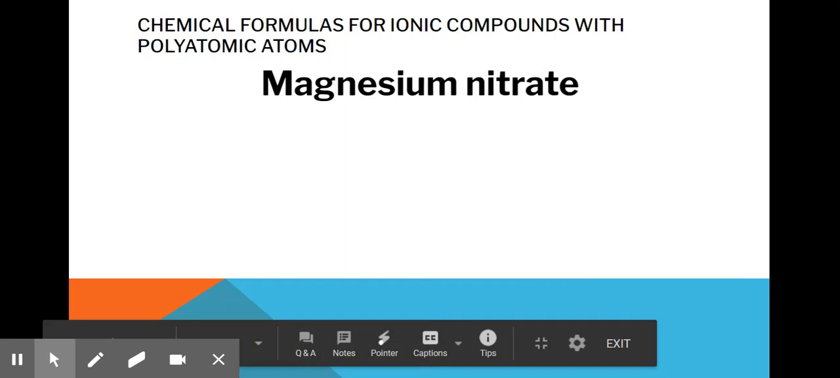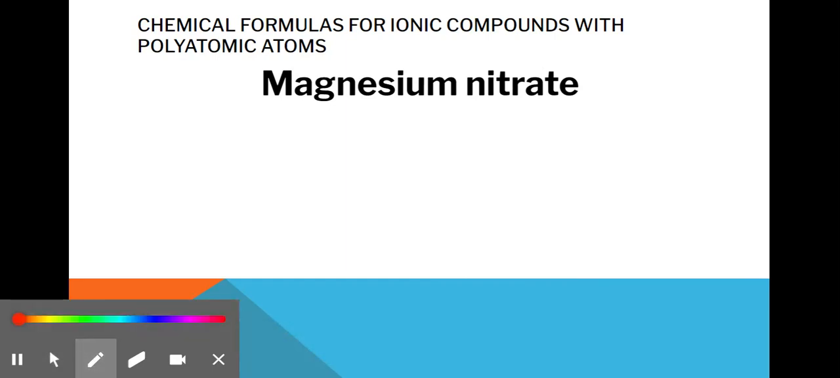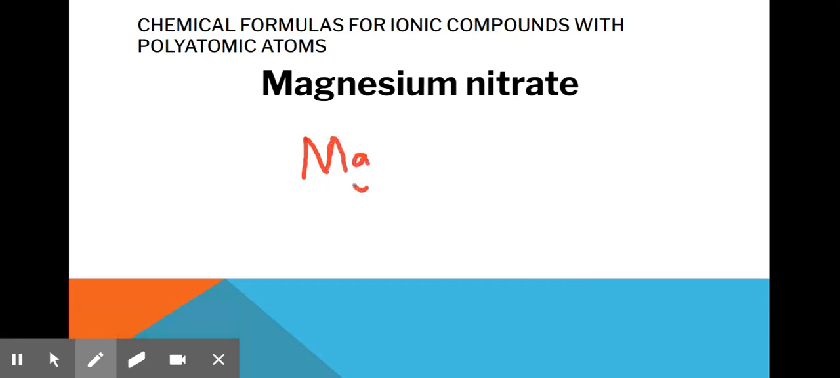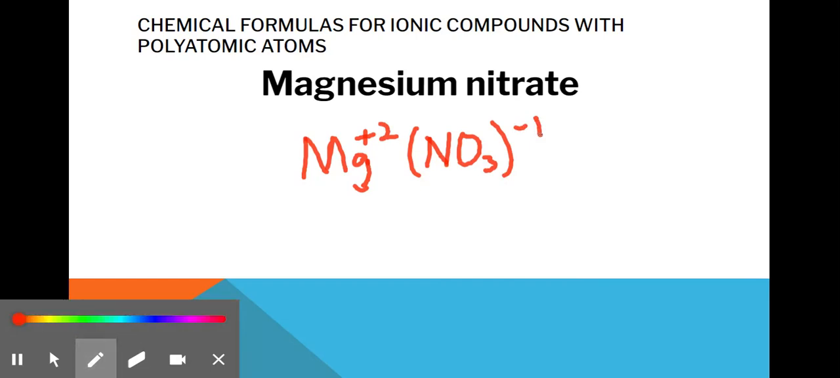Let's try another one. Magnesium nitrate. Use your periodic table to get the symbol and charge on magnesium. Magnesium is Mg, and its charge is +2. Nitrate. Use your common ions table on the back of your periodic table to get nitrate is NO3. Put that in parentheses. The charge is -1. Put that outside of the parentheses. And crisscross.